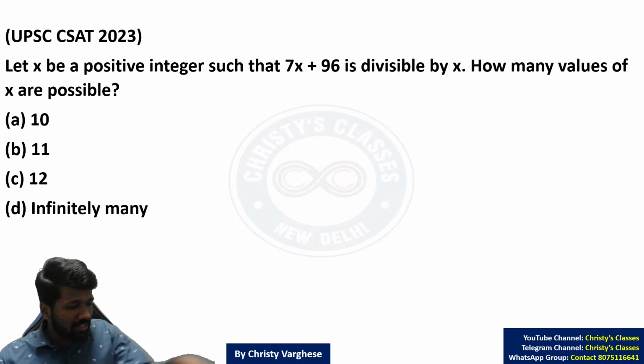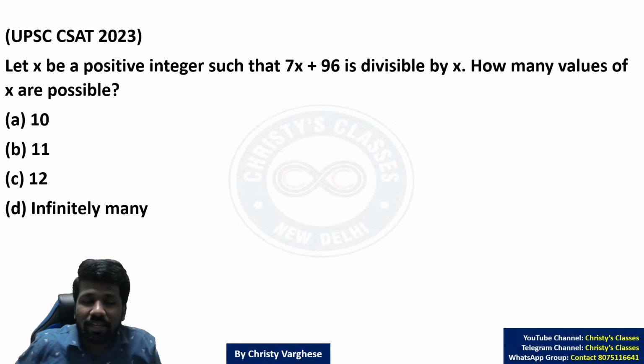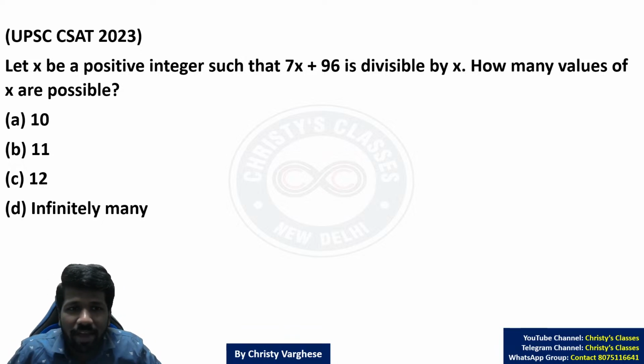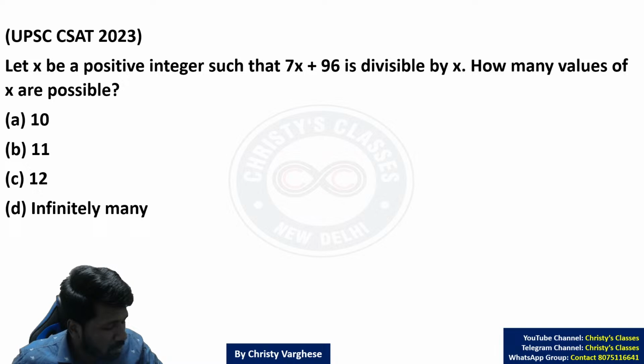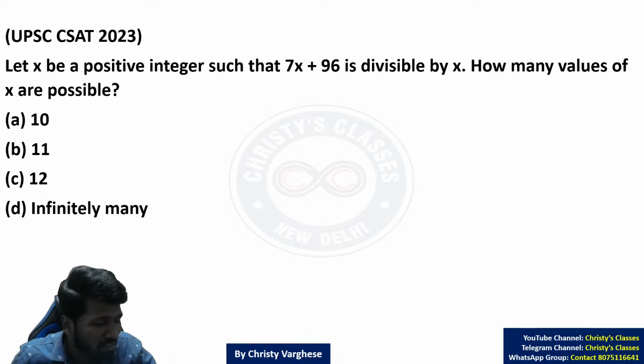Okay, some of you got an answer. Let's see. Let x be a positive integer such that 7x plus 96 is divisible by x. How many values of x are possible? This question does not look anything like something we have discussed till now, but it is exactly what we just discussed now. Number of factors.